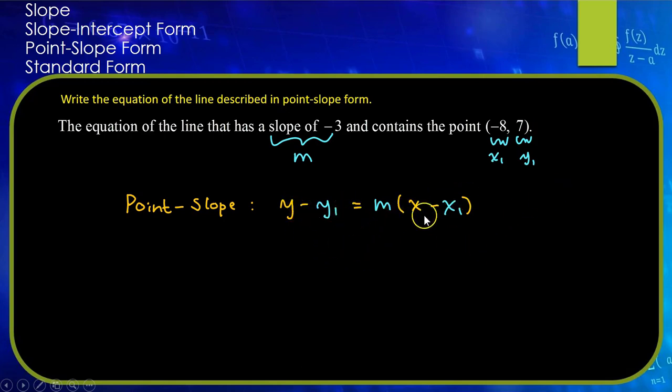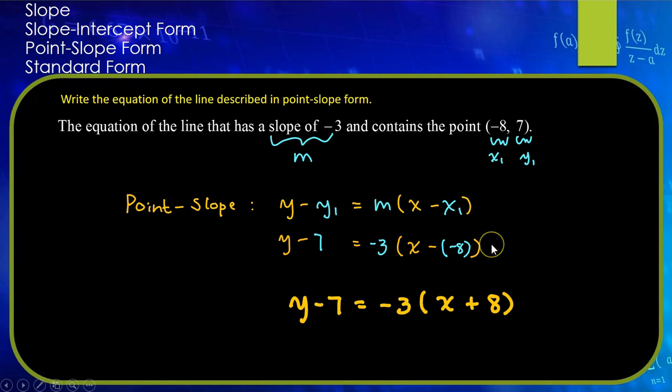Now notice that everything in orange is part of the structure of the formula. So when I put in the -3 for m, when I put in the -8 for x1, this minus sign here is still staying. So I end up with y minus 7 equals -3 times x minus a -8. And of course, subtracting a -8 turns it into addition. So the final equation is y minus 7 equals -3 times the quantity x plus 8.